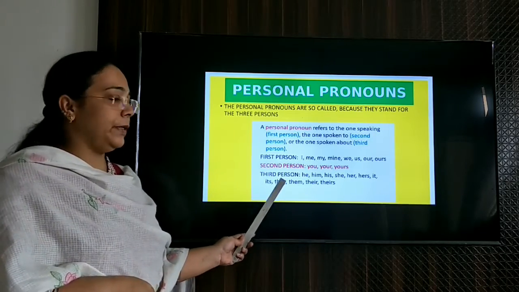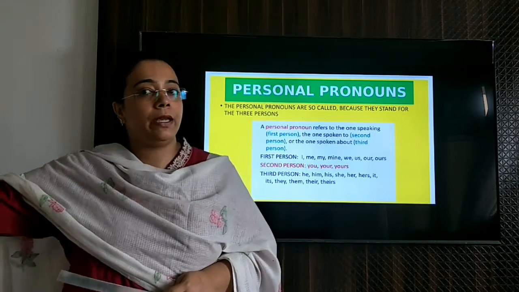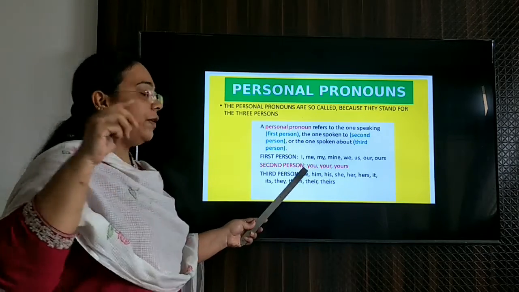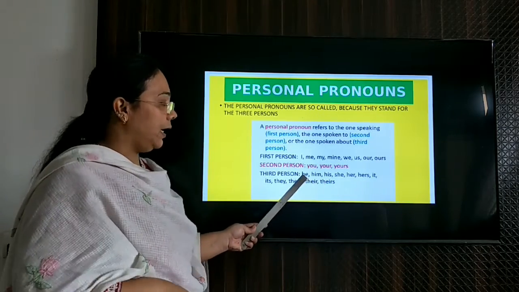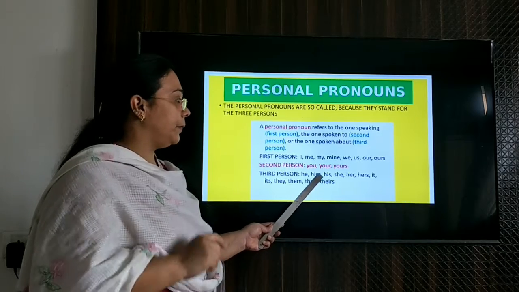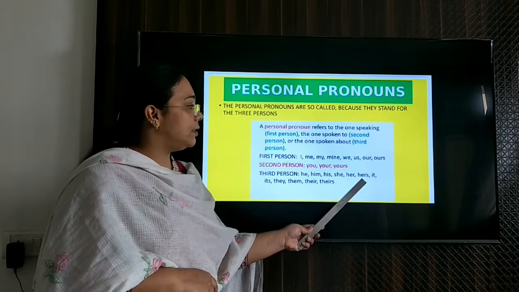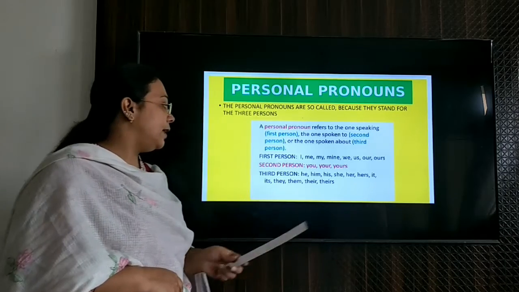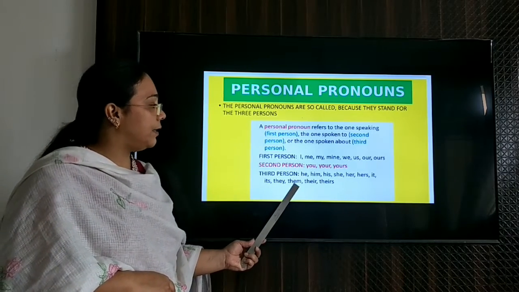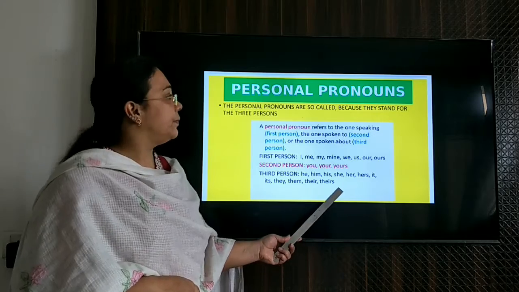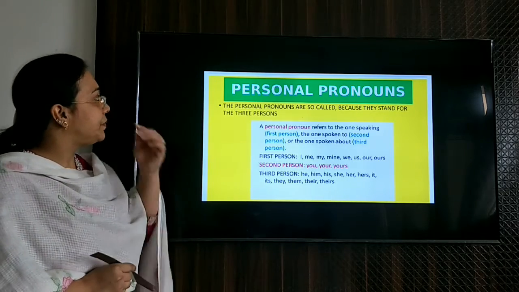Next one is third person. The person whom we are speaking about. Who are we talking about? So we use these pronouns: he, him, his, she, her, hers, it, its, they, them, their, theirs. Okay. Next.